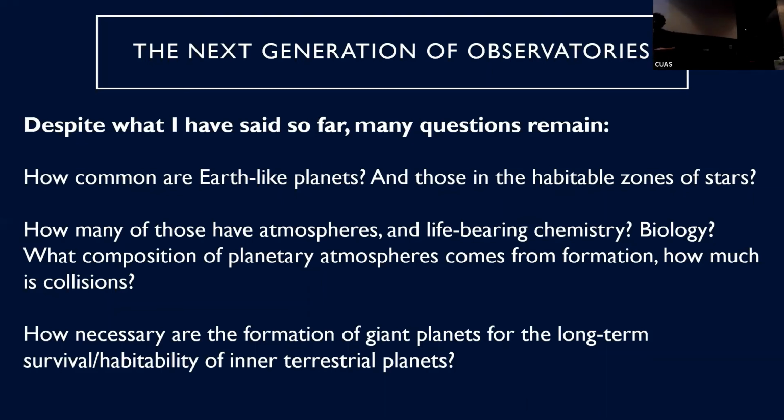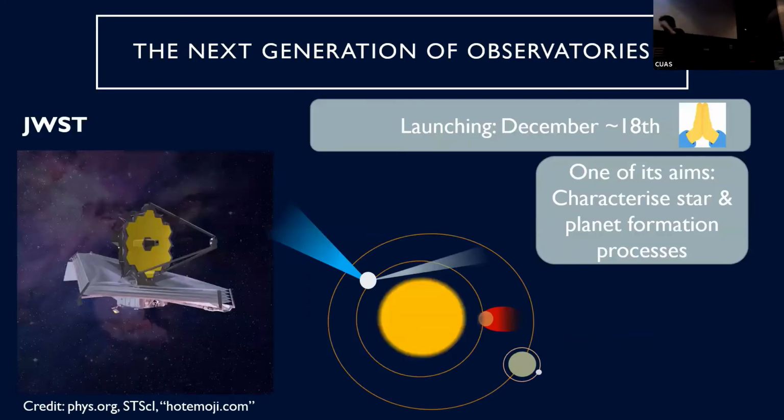We don't know. How common, how necessary is it for a Jupiter to form to actually protect the inner regions of the solar system to ensure that life evolves? We don't know. There are all of these questions, and we have a number of instruments I think are going to point the way towards giving us some answers.